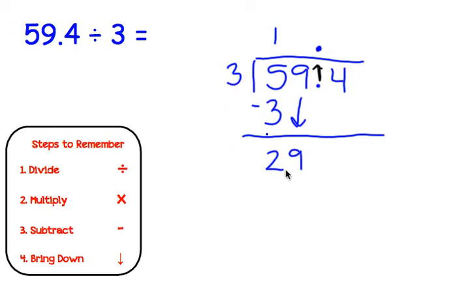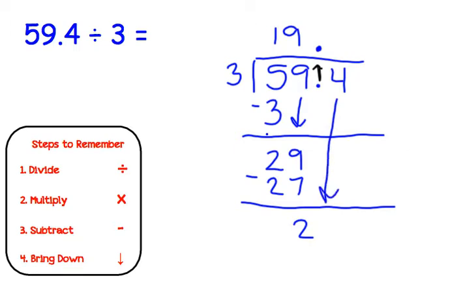We're going to divide. 3 goes into 29. Well, 3 times 9 is 27, so that's pretty close. So we'll do 3 times 9, so we multiply, is 27. Now we're to the subtraction step. 29 minus 27 is 2. And our last step is to bring down. Notice how we're just ignoring the decimal now.